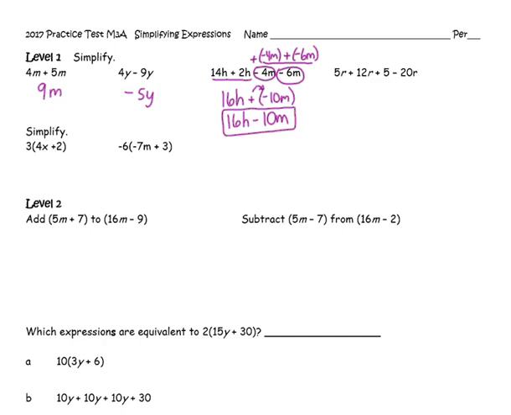In the next problem, we have three terms that are alike, 5r plus 12r minus 20r. 5r plus 12r is 17r. Change subtraction to adding the opposite, plus negative 20r. Combine these like terms and you get negative 3r plus 5.